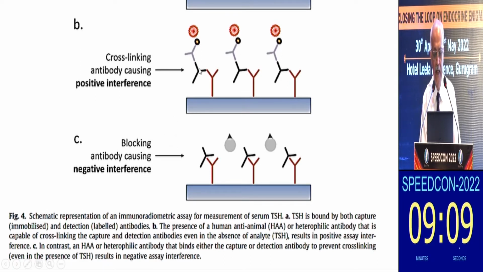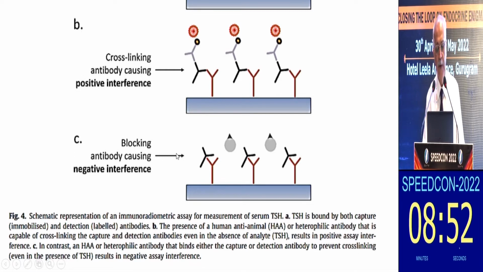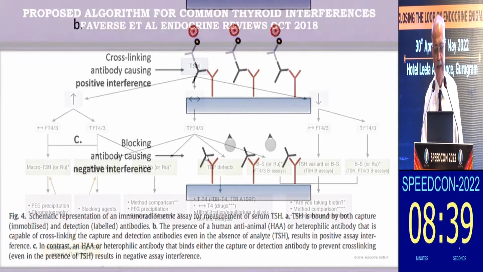Look at this. Now there are what are called cross-linking antibodies. There are human anti-animal antibodies or heterophilic antibodies, which cross-link the capture and the detection antibodies, and thereby produce a false TSH increase. Or you can have antibodies causing negative interference. They can join either with the capture or detection antibodies and cause interference.